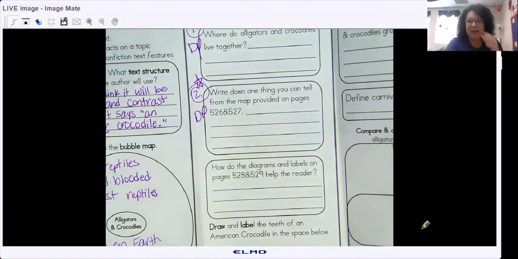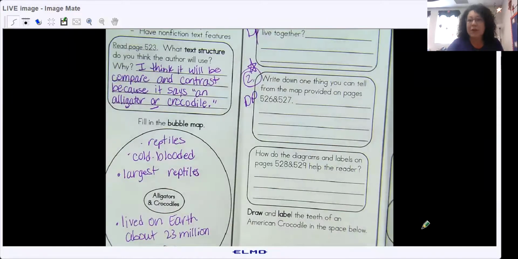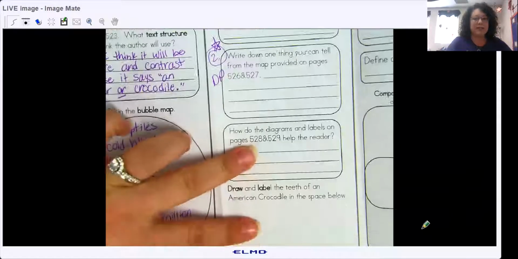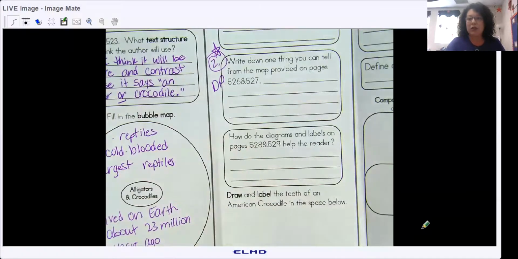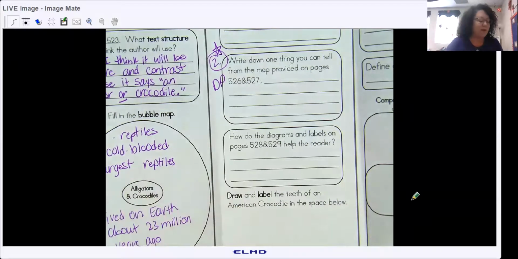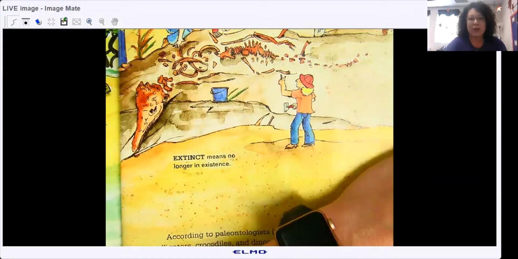So you don't have to do that. That's just something for fun, something extra that you can do. And then you can attach it to your trifold, hang it on the refrigerator to show how much you are learning about alligators and crocodiles. Okay? Discussion post, finish your boxes, and optional alligator directed drawing. And we will meet back tomorrow to finish up. You can put your trifold in your book as a bookmark, and we will continue on with alligators and crocodiles tomorrow.